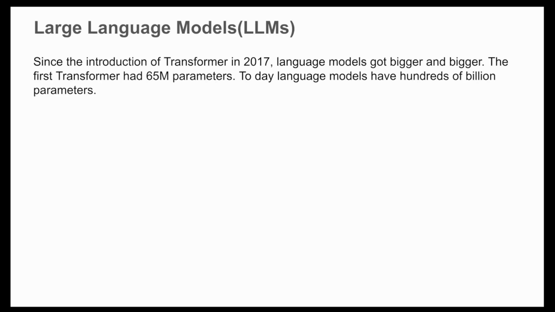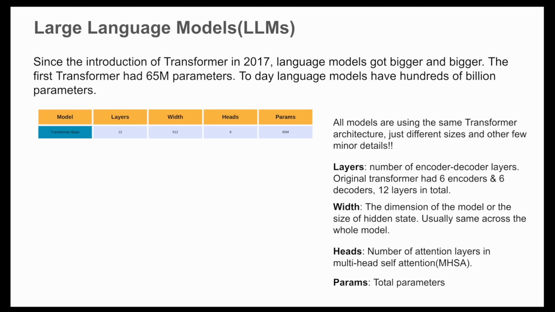So now, to understand the transformer architecture, let's look at large language models, or LLMs, which are inspired by transformers. Before the transformer, there was no such thing as large language models. Since the introduction of the transformer in 2017, language models have got bigger and bigger. The first transformer had 65 million parameters, but today language models have hundreds of billions of parameters, as we see.